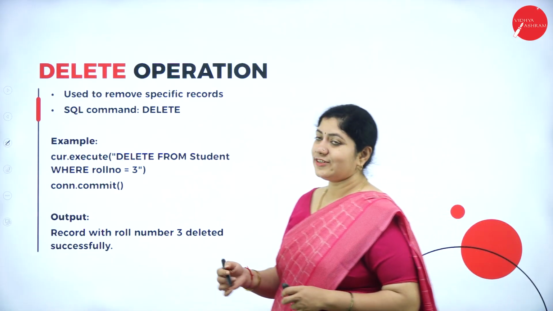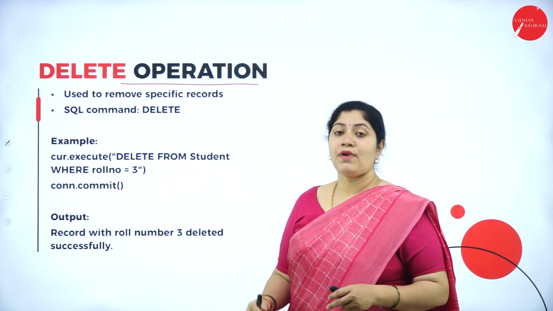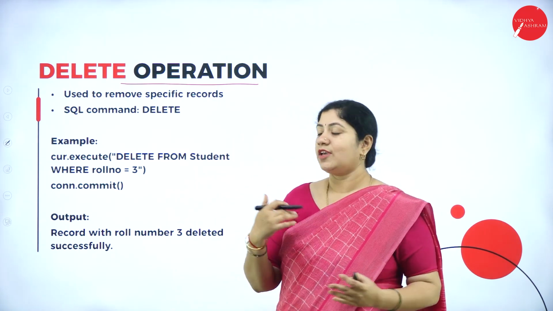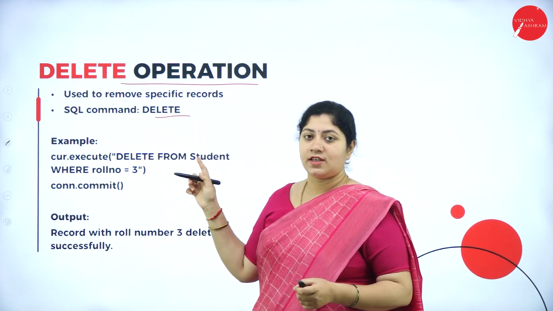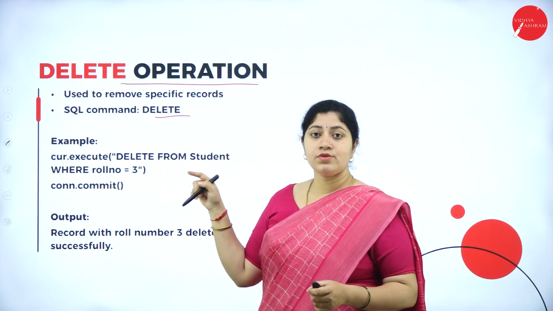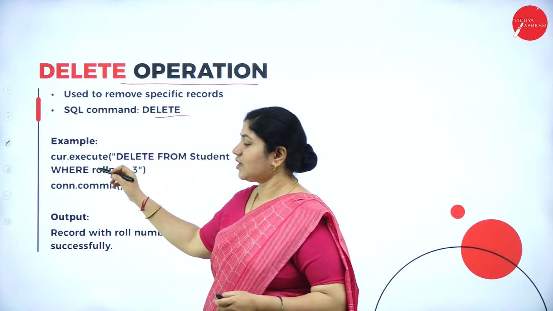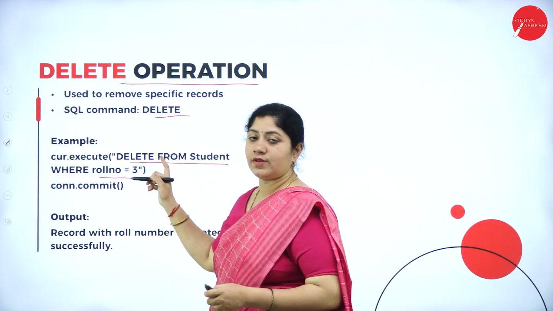The next operation is none other than the delete operation inside a table. So if any one element inside the table has to be deleted, then we can do that by using this simple SQL command that is none other than delete, which is used to remove specific records. All right, let's see an example. Cursor.execute delete from student where roll number is 3.